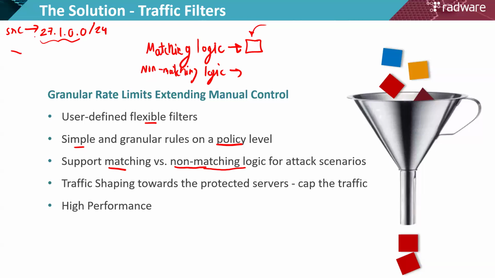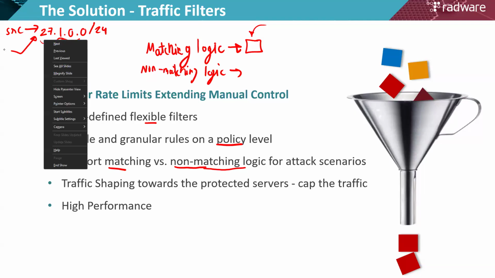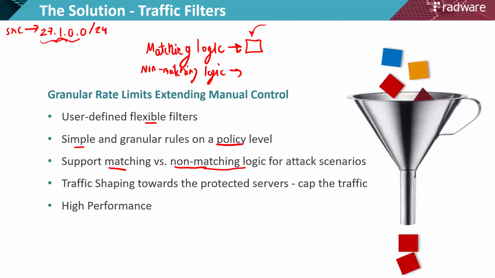Now, what is non-matching logic? In the criteria, we have defined the source as this, but the client request that we are checking is something else. Non-matching logic means any IP other than an address in this particular range. For example, if 28.1.0.0 is coming, then it is not matching the defined criteria, and hence it is non-matching logic. In that case, perform an action based on the non-matching logic. You can set either one of them, whether you want to match the criteria or not match the criteria, and take decisions based on that.